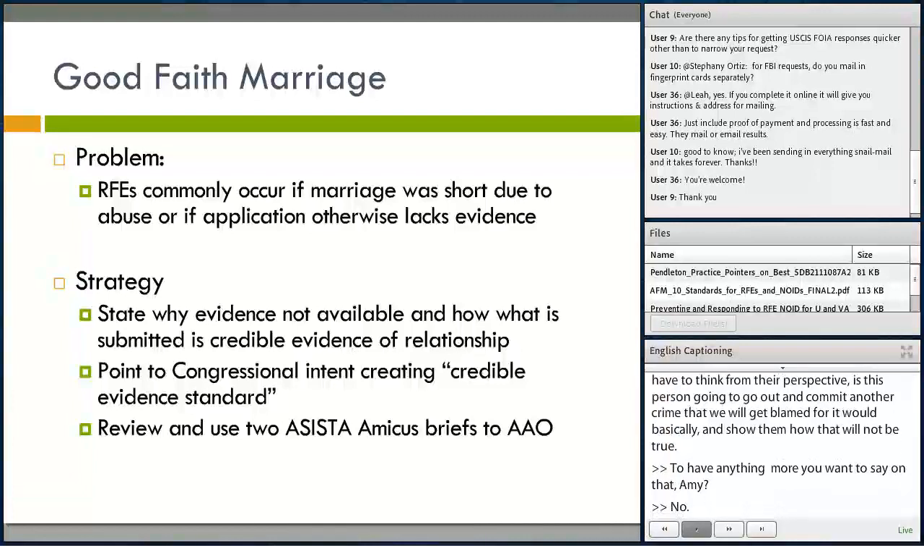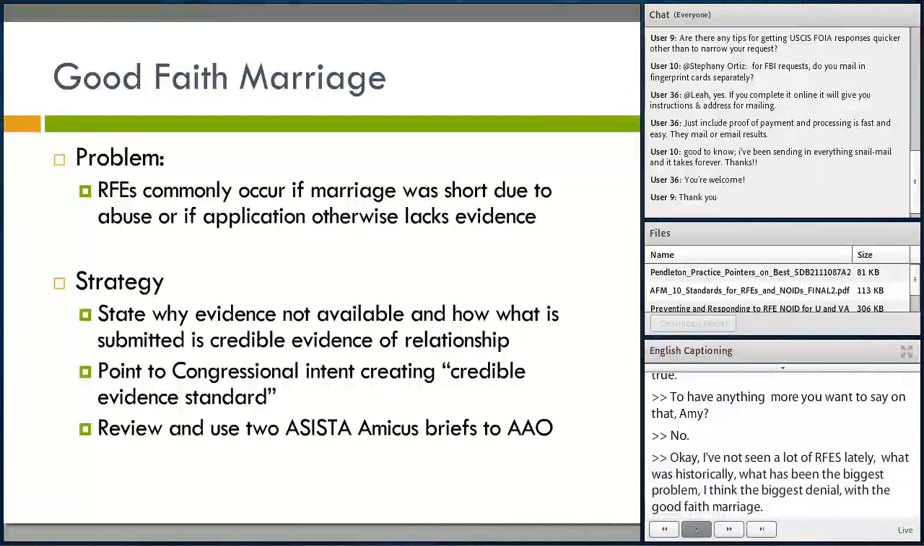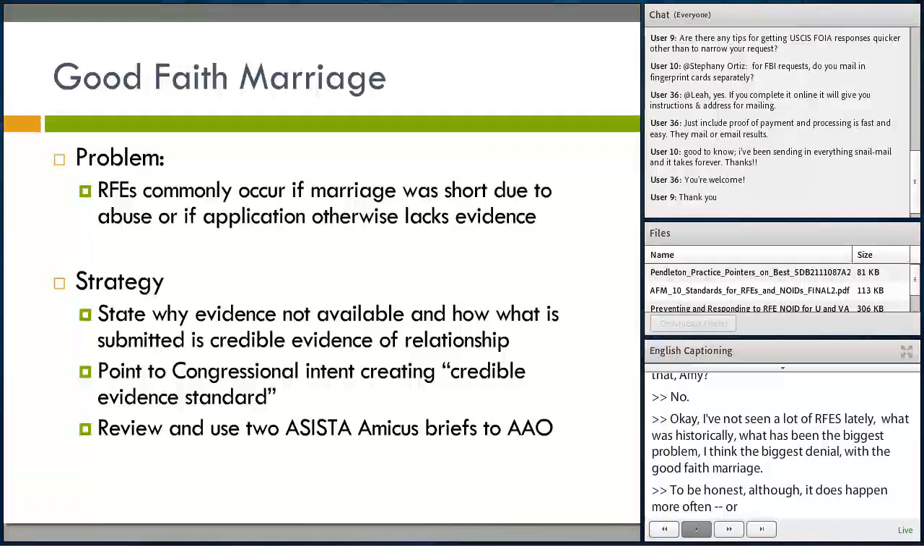Nope. Okay. So I actually haven't seen a lot of our RFEs lately, but what historically has been the biggest problem, and I think the biggest denial basis, has been good faith marriage. And to be honest with you, although I think it does happen more often when they're short, or if there's otherwise not a lot of evidence, we see it all the time in different cases.